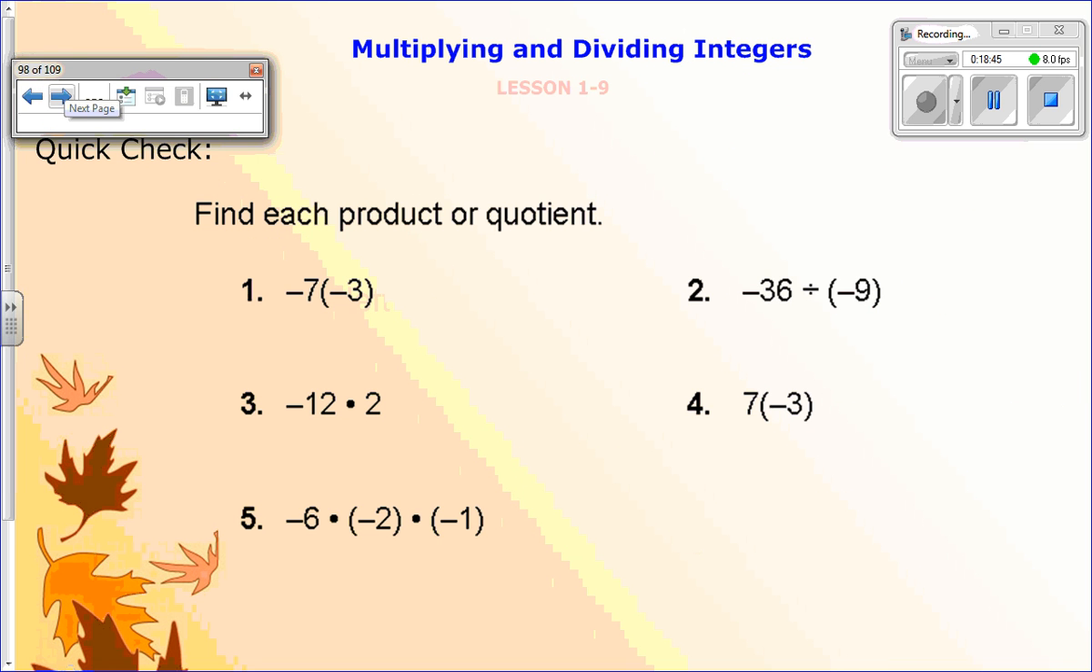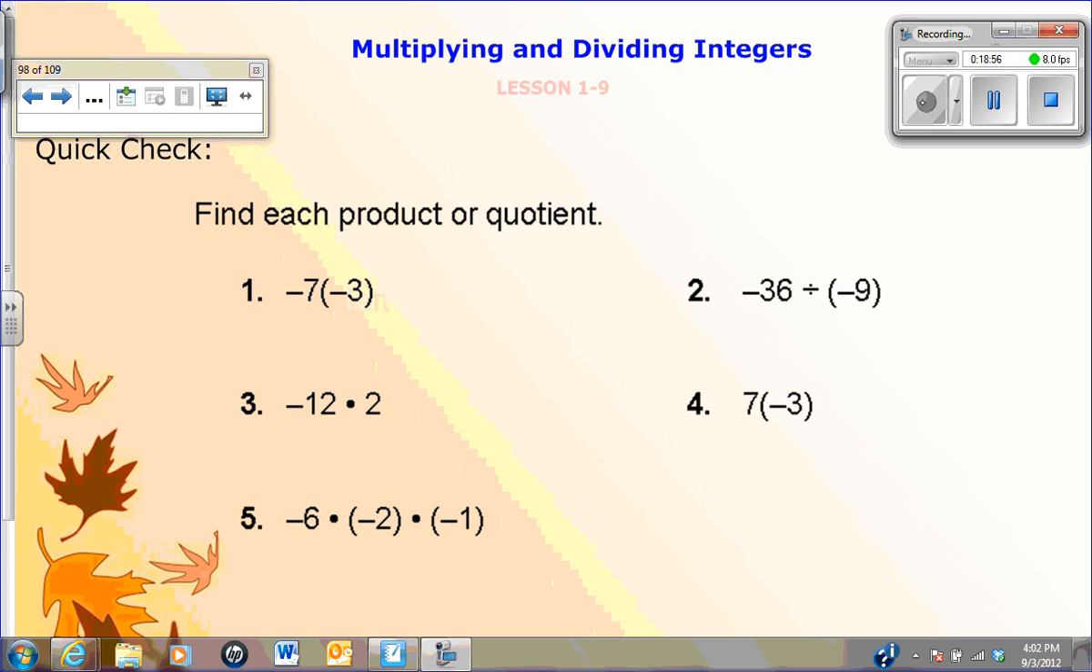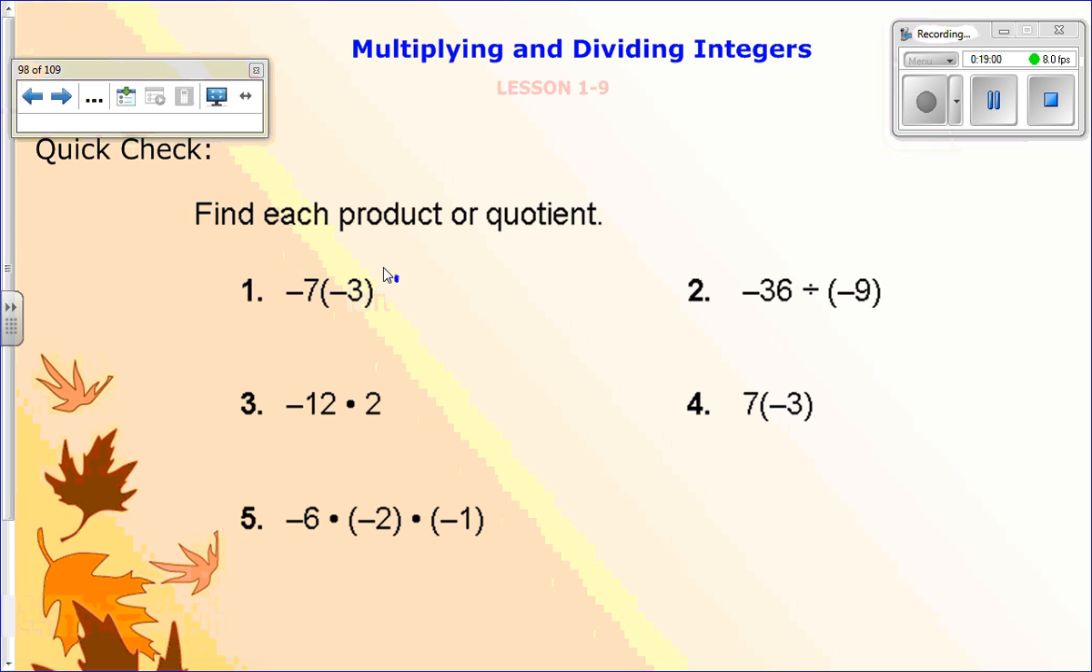All right, and then we have a quick check, and I would like you to do this very quickly using whatever method you choose, and then when you're done, well, we're done for the night. So go ahead and pause me and do that. All right, on this one, I'm not actually going to talk through it. I'm just going to write the answers.